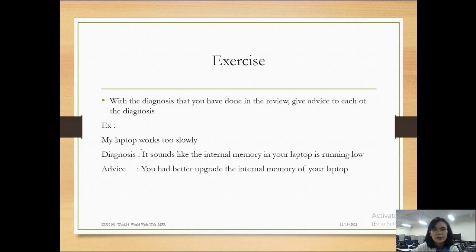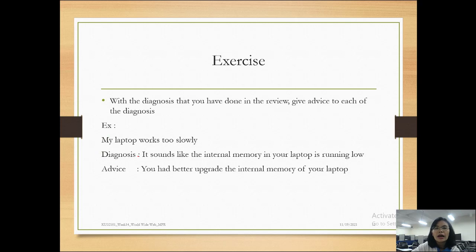Let's say your diagnosis is, it sounds like the internal memory in your laptop is running low. So you give a suggestion, or you give advice: you had better upgrade the internal memory of your laptop. Of course, this advice would work with this diagnosis. So one advice will work according to the diagnosis found. Okay, and so therefore we don't really have the same advices for each problem. It really depends on what the diagnosis is.